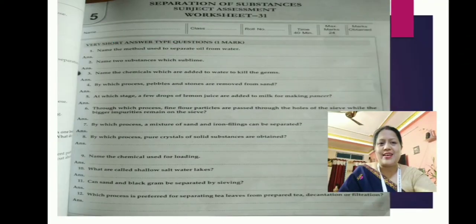So let's discuss worksheet 31. Very short answer type questions, 1 mark. Question number 1. Name the method used to separate oil from water. Answer. The method which is used to separate oil from water is decantation. Question number 2. Name two substances which sublime. The two substances which sublime are naphthalene and iodine.